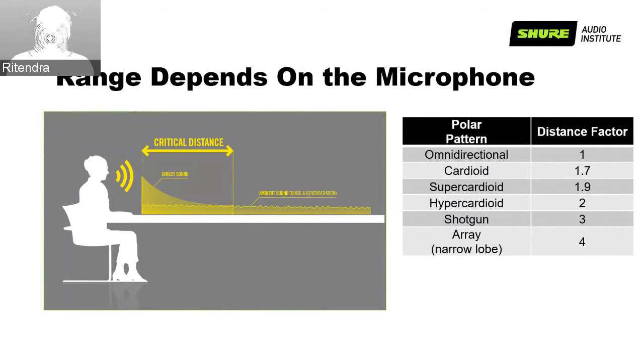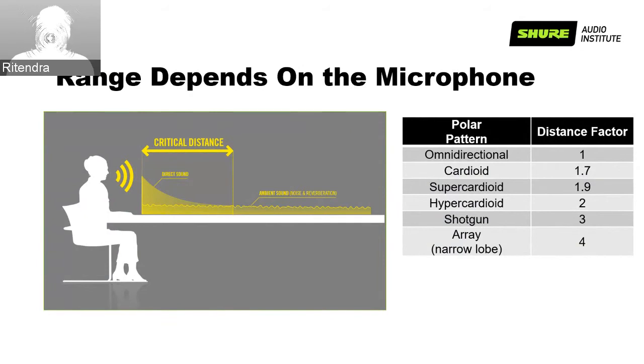To estimate the critical distance of a microphone and the surrounding environment, we use an omnidirectional microphone to determine our starting point and give this value as 1. Okay, in this slide, omnidirectional has given the value of 1. As the microphone pattern becomes more directional, it increases the value.